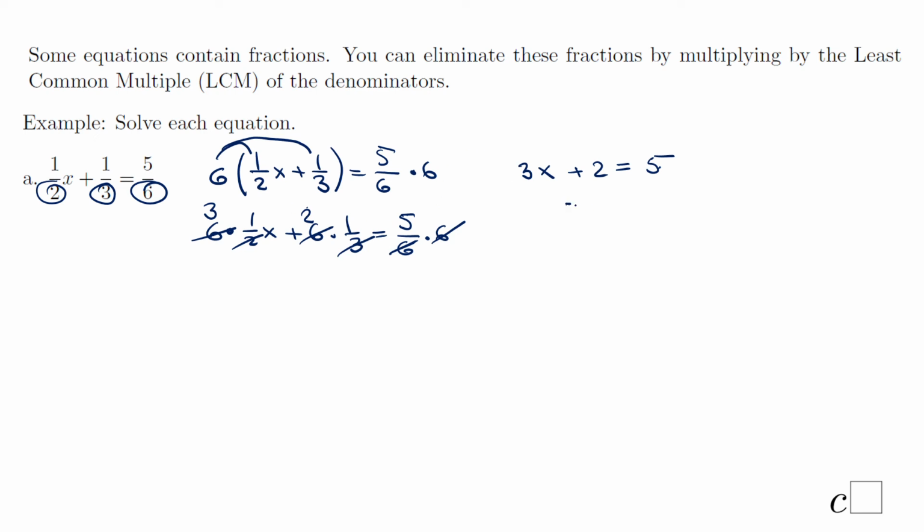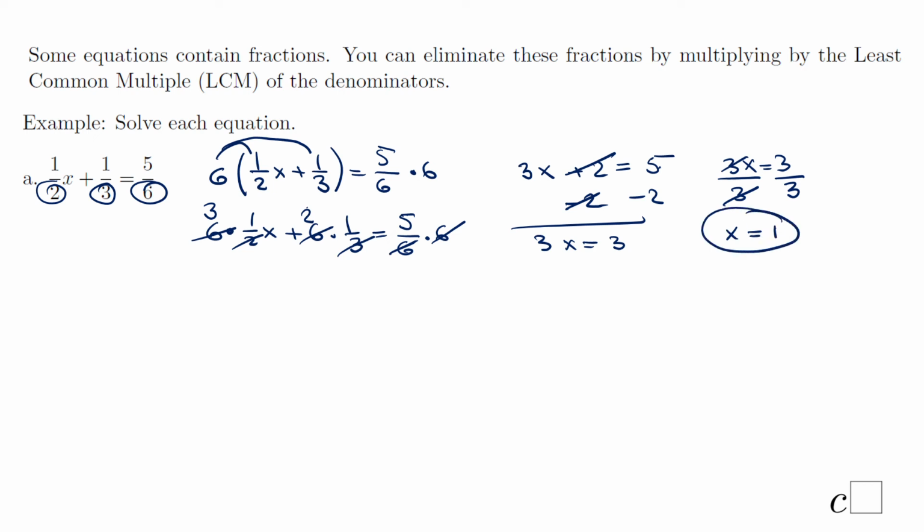On this one I'm going to subtract 2 to get rid of the plus 2, and then we have 3x equals 5 minus 2, that is 3, and the last step will be to divide by 3 to get rid of these 3. Don't forget to do the same thing on the other side, and 3 divided by 3 is 1. The solution of this equation is x equals 1.